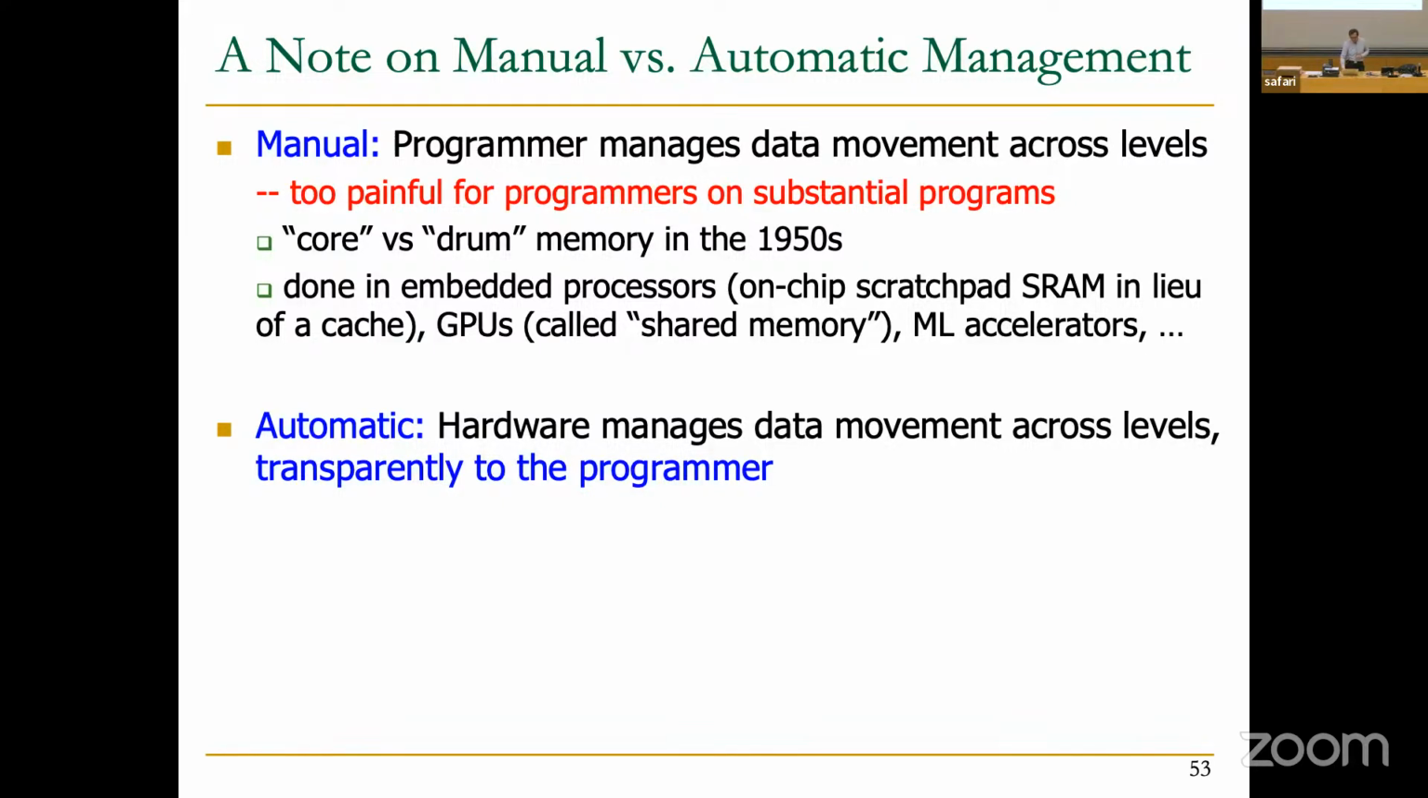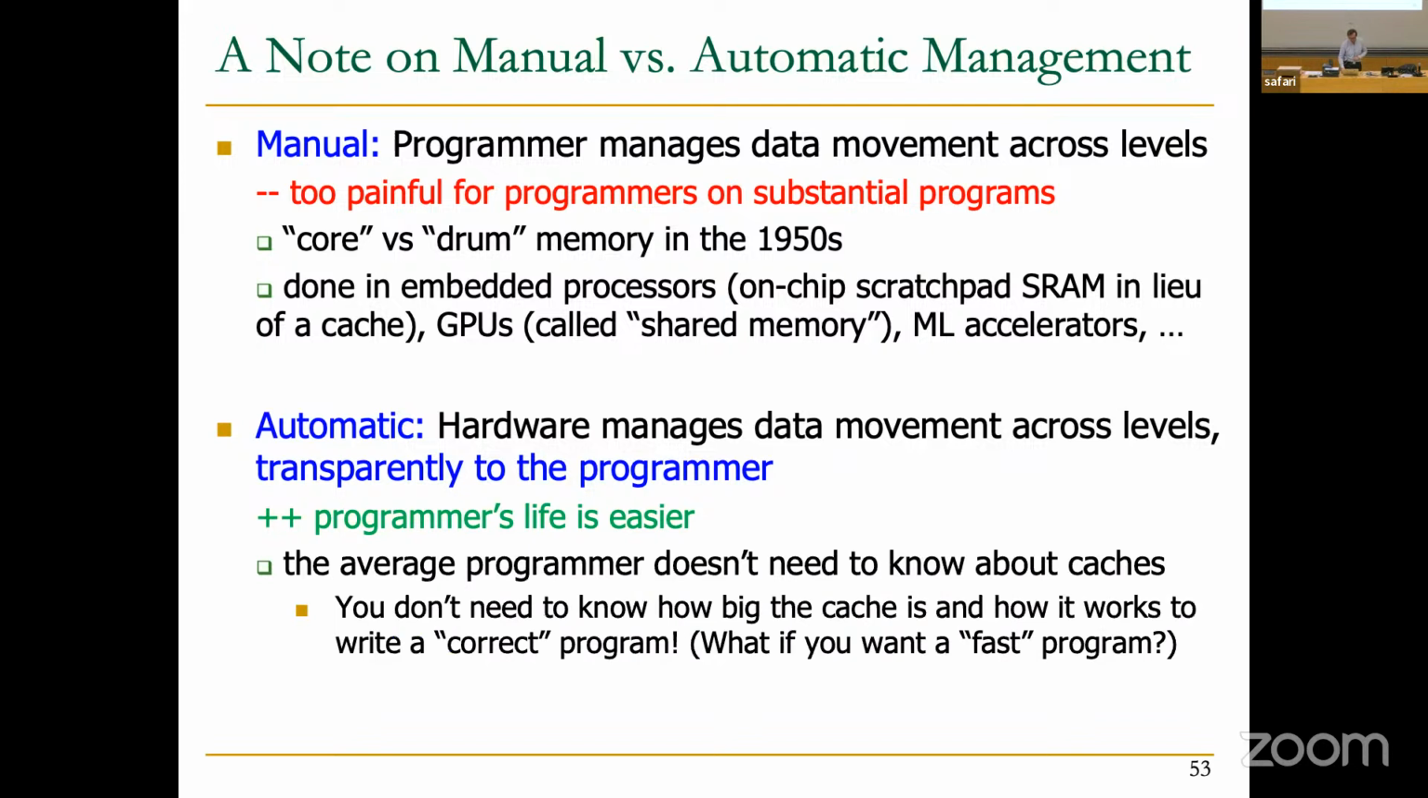Okay, so we're going to talk about automatic management. Clearly, the huge advantage of automatic management is that the programmer's life is easier. They can get high performance without thinking about anything, hopefully. The average programmer, as a result, doesn't need to know about caches. You don't need to know how big the cache is, for example, or how it works to write a correct program. And you get performance improvement with these caches.